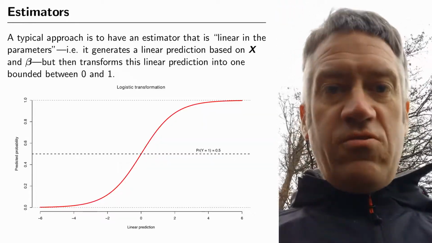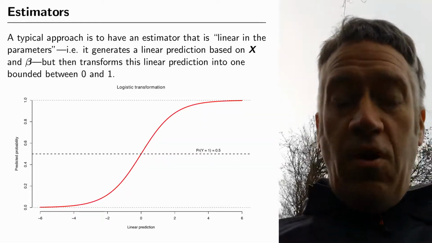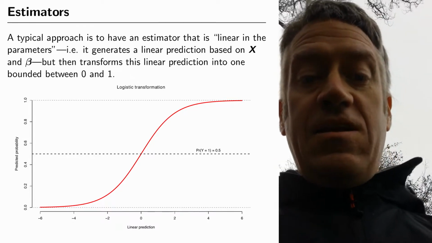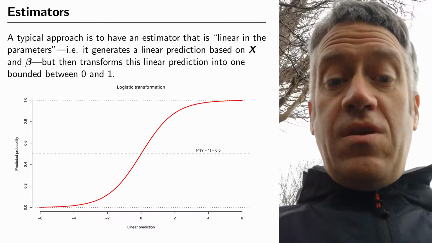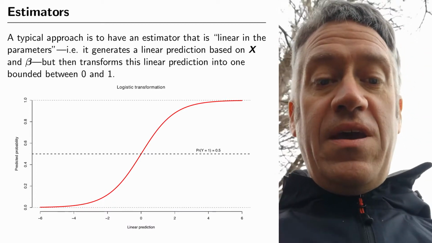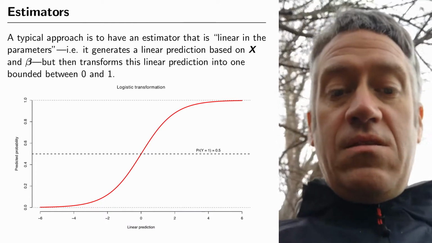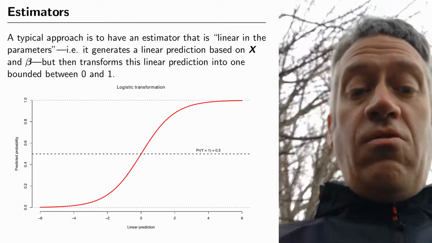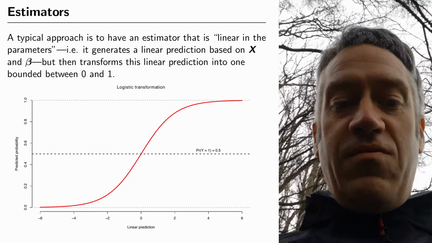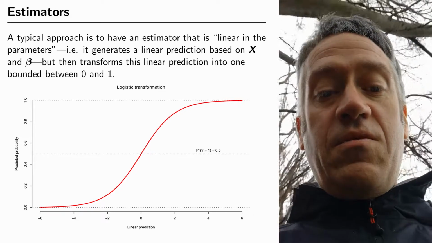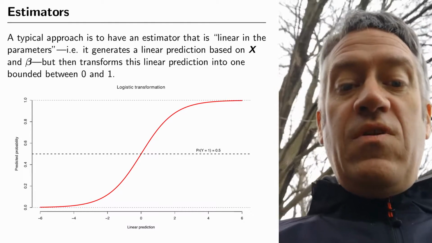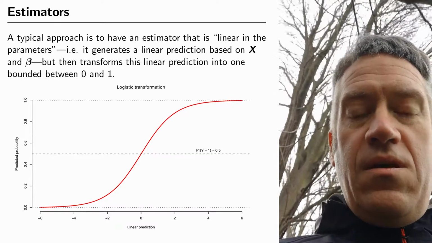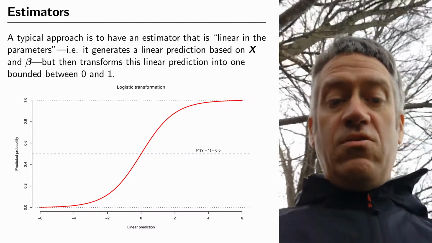So one way to address this problem is to first take a linear prediction. A linear prediction means you estimate some coefficients, and you multiply every variable with its associated coefficient, and then you get an overall value. That is exactly what we do in linear regression. But instead of taking the linear prediction as it is, we transform it first. And the graph that you see here shows how this transformation can work.